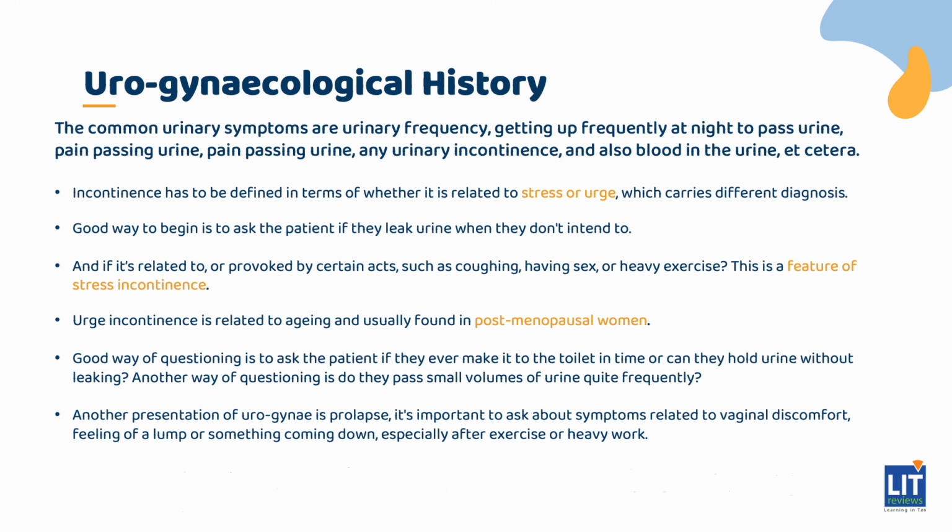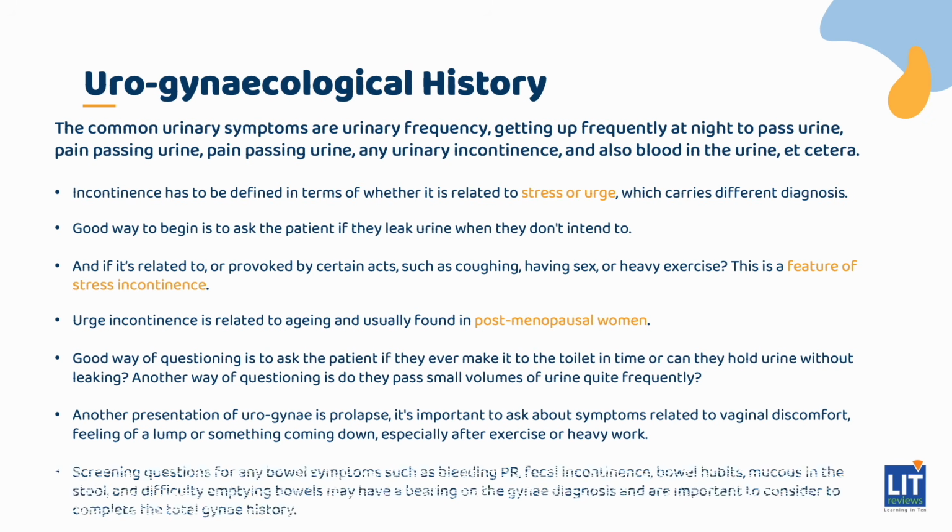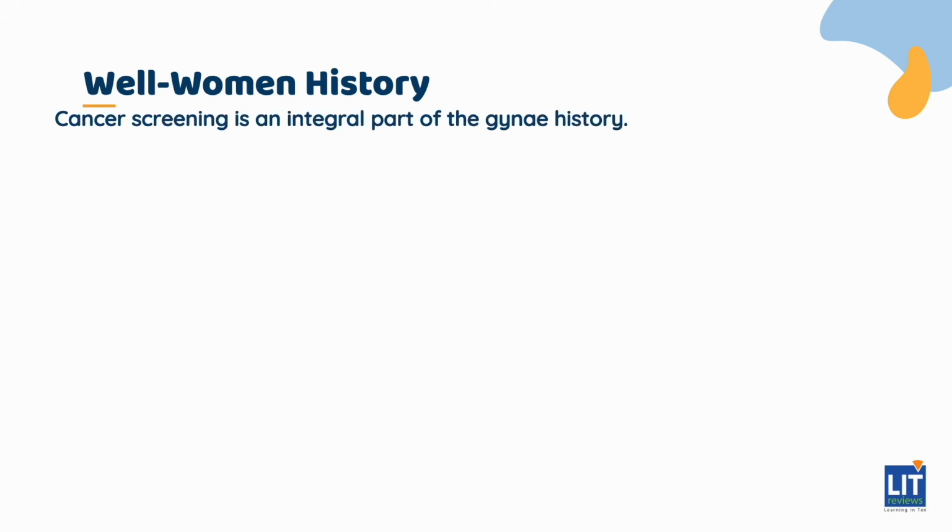Another presentation of urogyne is prolapse. It's important to ask about symptoms related to vaginal discomfort, feeling of a lump or something coming down, especially after exercise or heavy work. Screening questions for any bowel symptoms such as bleeding PR, fecal incontinence, bowel habits, mucus in the stool, and difficulty emptying bowels may have a bearing on the gynae diagnosis and are important to consider to complete the total gynae history.